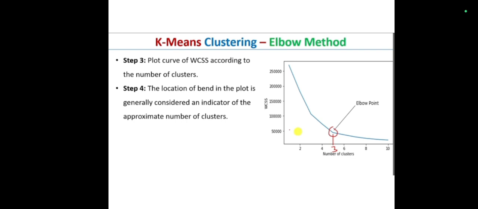You can see here, if the number of clusters is 1, then the WCSS value is too high, and when the clusters are increasing, the value of WCSS goes on decreasing. So we will get an elbow-shaped graph.